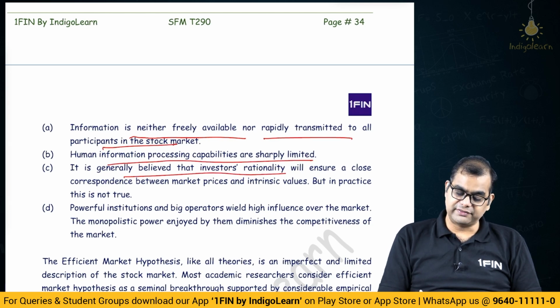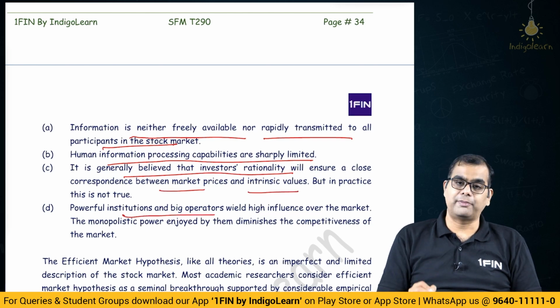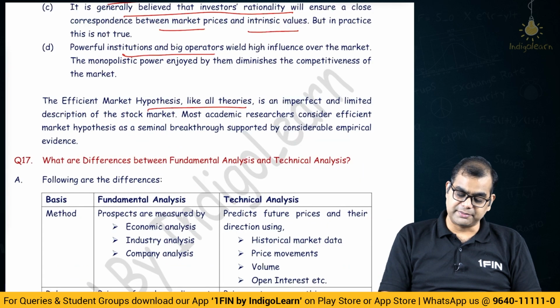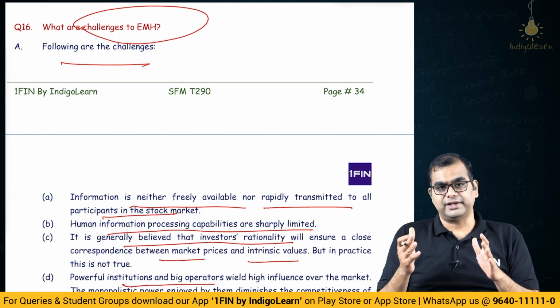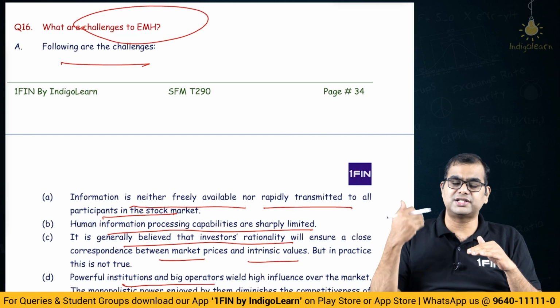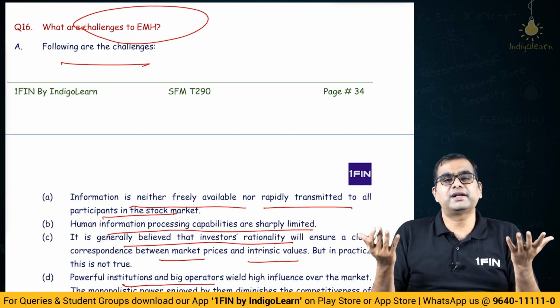It is generally believed that investors' rationality will ensure a close correspondence between market price and intrinsic value, but that is not true. And powerful institutions and operators can always influence the price. The efficient market hypothesis, like all theories, is an imperfect and limited description of the stock market. Most academic researchers consider the efficient market hypothesis a seminal breakthrough supported by considerable empirical evidence. So what they are basically saying is, it is a theory, it is not 100% perfect. There are misconceptions and there are reasons why those misconceptions are incorrect, but there are some challenges. That is, such a perfect market does not exist.